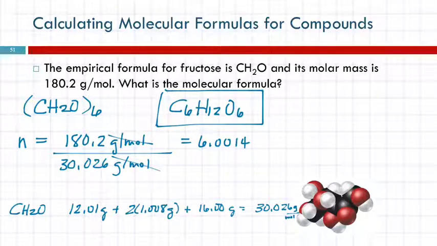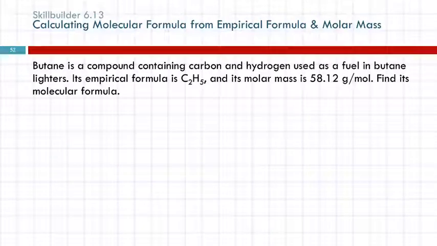CH₂O is the lowest ratio. That's what you get by decomposing fructose and measuring the masses. Any questions? This is actually a model of fructose. Let's do another one. So butane is a compound containing carbon and hydrogen used as a fuel in butane lighters. Its empirical formula is C₂H5, and its molar mass is 58.12 grams per mole. Find the molecular formula.